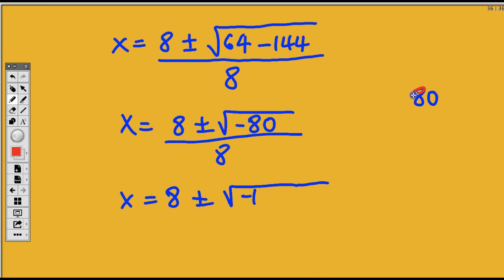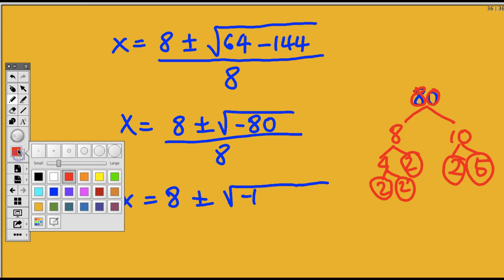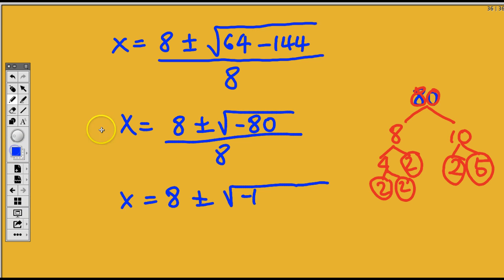Okay, so 80 in factored form only using prime numbers is 8 times 10. 10 is 2 times 5. 8 is 4 times 2. 4 is 2 times 2. So you can only circle the prime number, okay? So there you go. We know that negative 80 is negative 1 times 2 times 2 times 2. Let me see, 1, 2, 3, 4 2's. And then a 5. And it's all over 8.